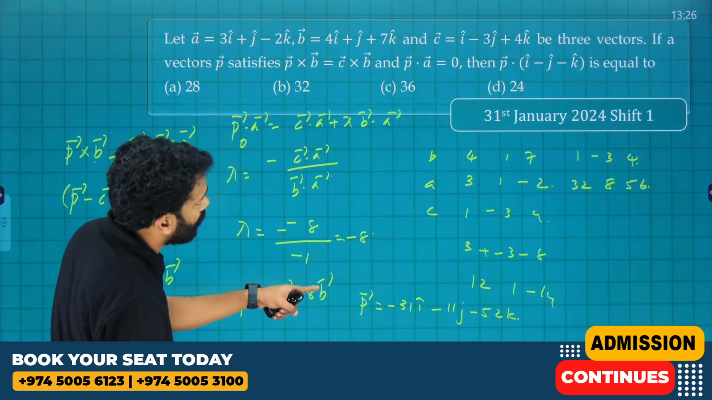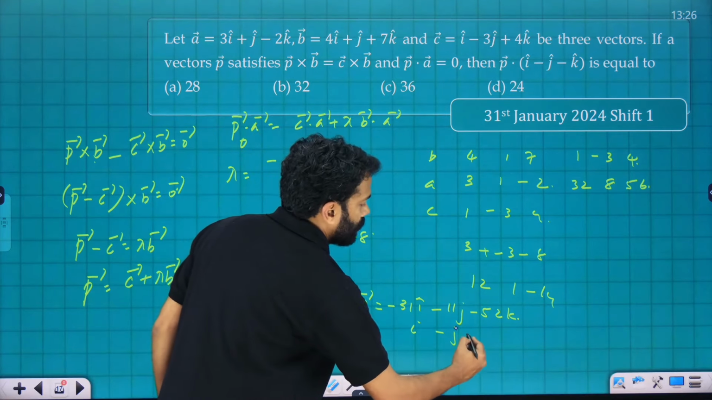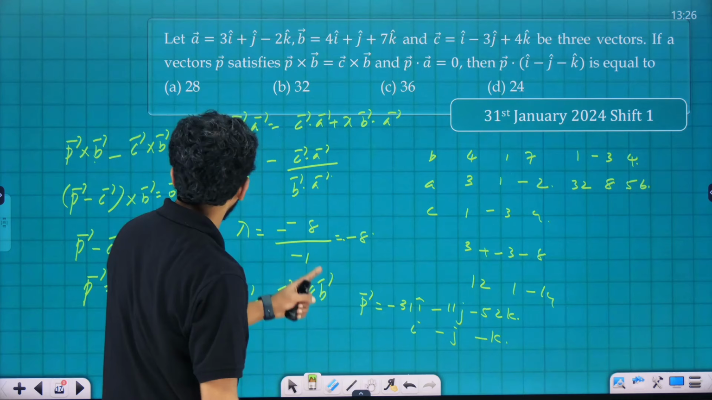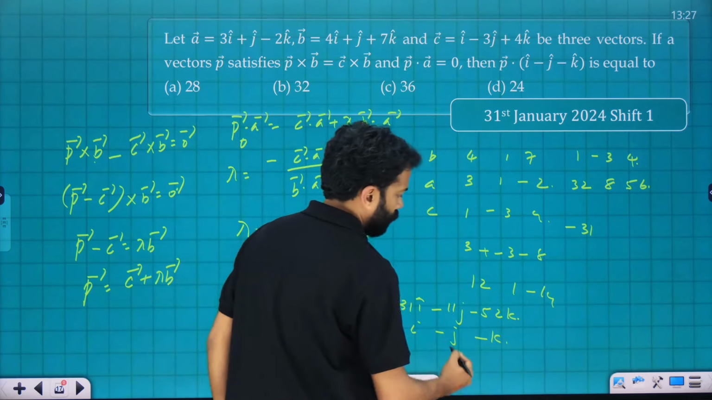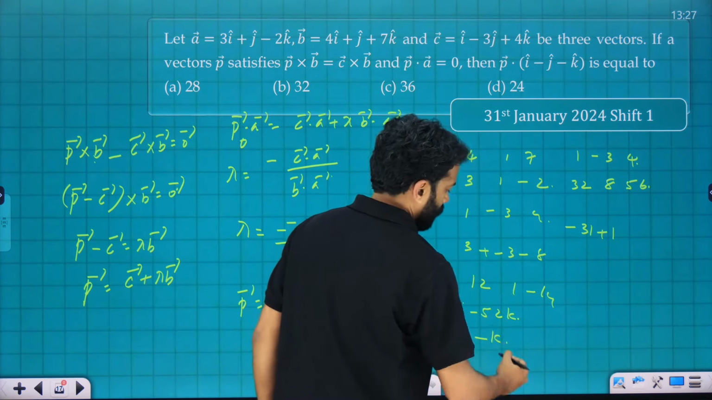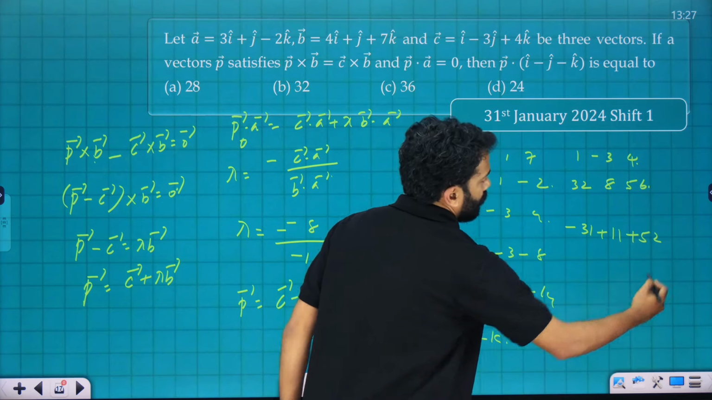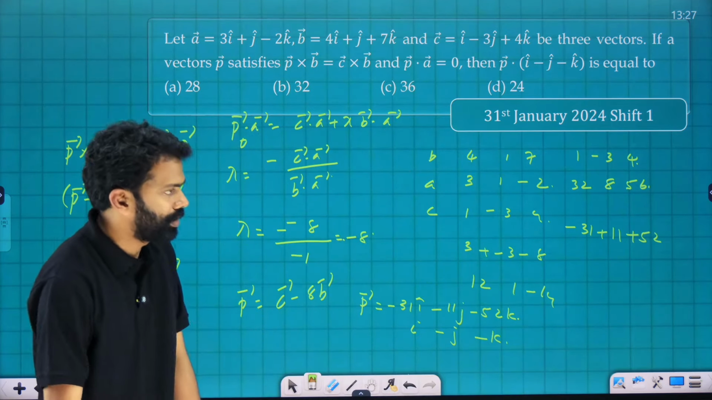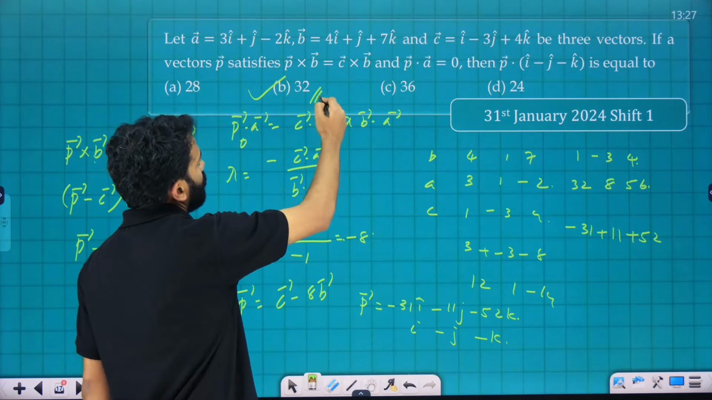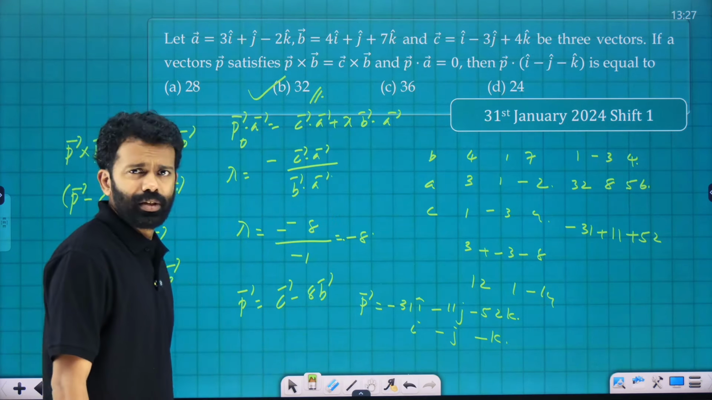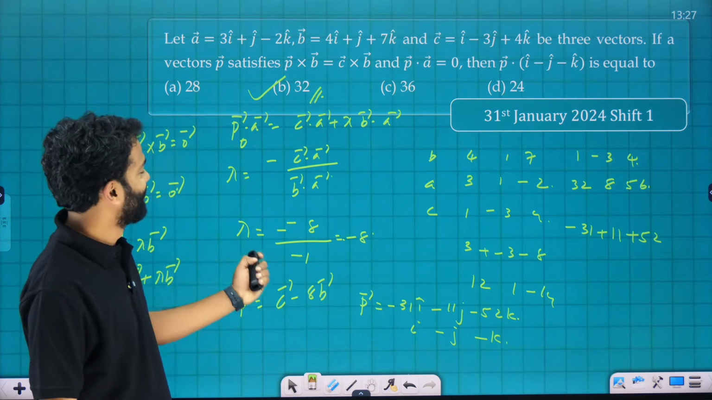Here we need to dot with i minus j minus k. So it will be minus 31, plus 11, plus 52. That is 52 plus 11 is 63, 63 minus 31 is 32. So 32 is the answer. That was a very easy question, and doable also. The next one.